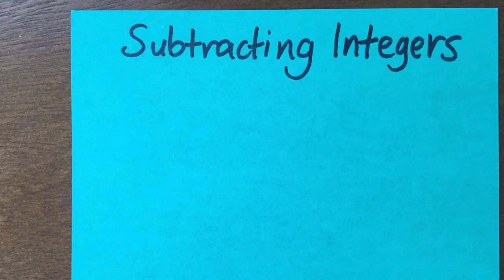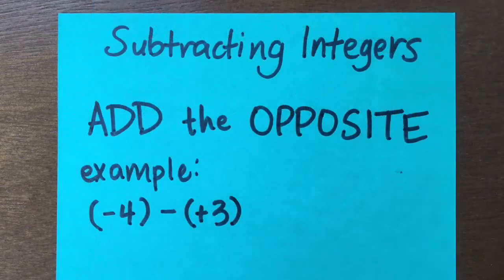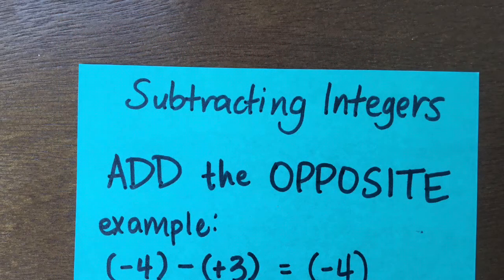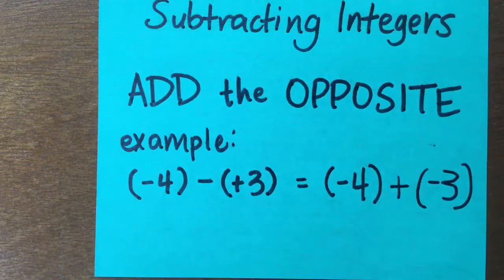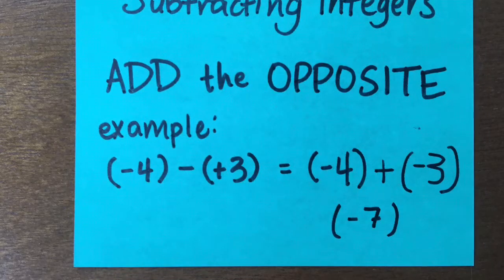Here's the secret for subtracting integers. You can turn it into an addition problem. Just add the opposite. For example, if we had the problem negative 4 minus positive 3, we can rewrite this as an addition problem. The negative 4 stays the same. You change subtraction to addition, and then you take the opposite of the last number. Opposite of positive 3 is negative 3. Negative 4 plus negative 3 is negative 7.